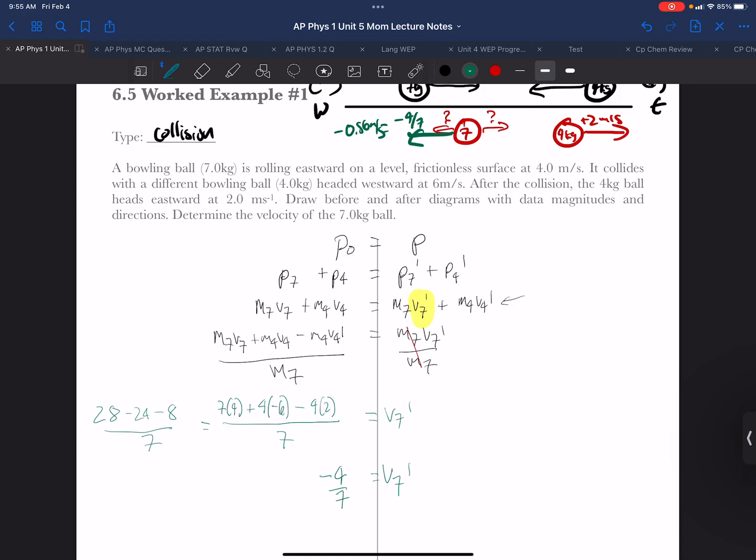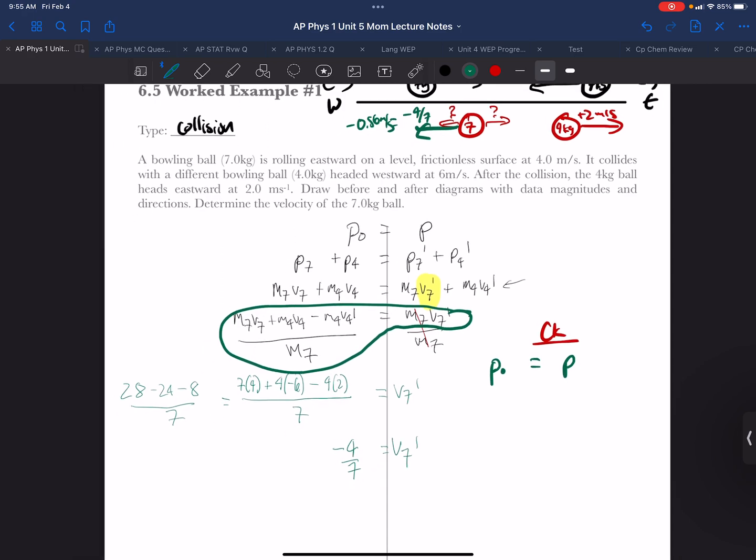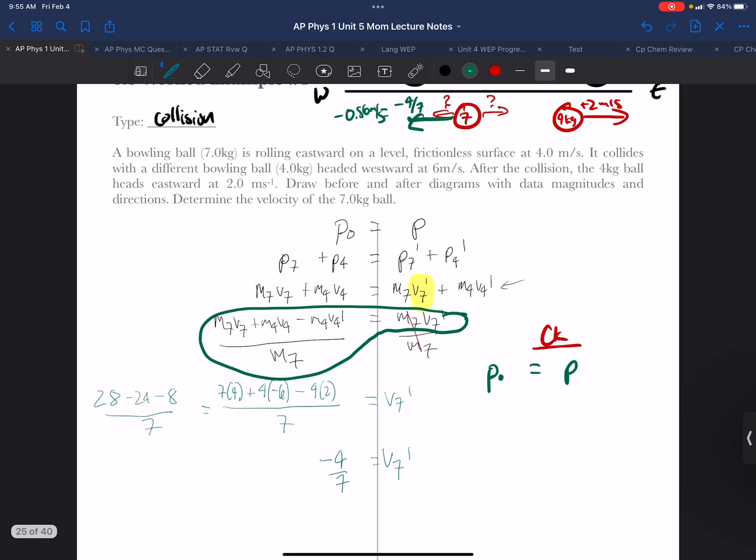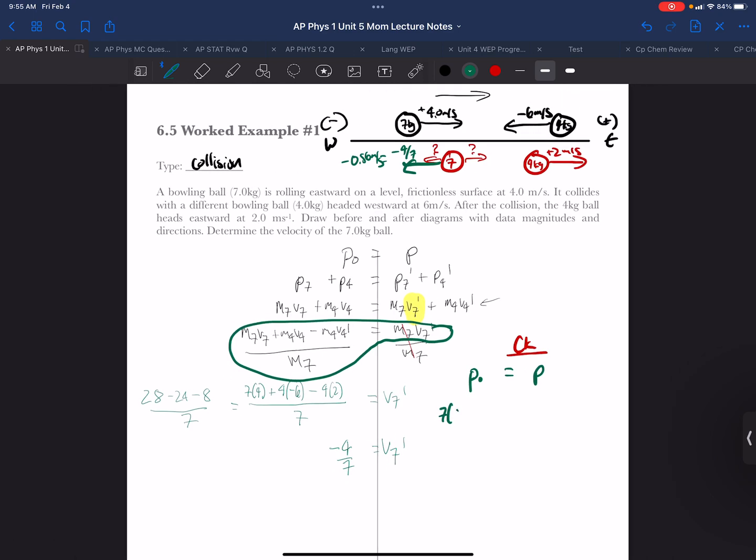So this is the expression that we came up with for V7. We could compute individual answers at this point in time, but let's check ourselves to see if we're correct. Ultimately, if we are correct, then the momentum before will be equal to the momentum afterward. Let's calculate the momentum before. The momentum before was 7 times 4 plus 4 times minus 6, which is 28 minus 24, which is 4. So the momentum before was 4 kilogram meters per second.